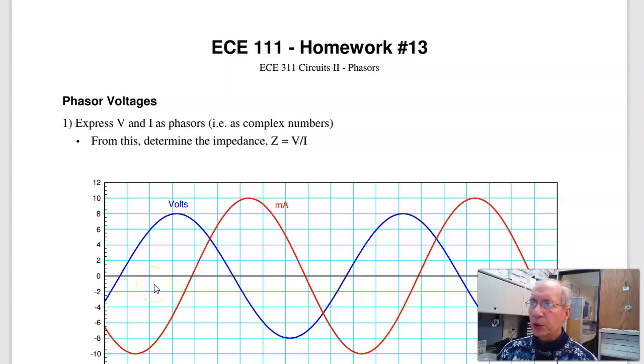Here are solutions to homework set number 13 for ECE 111, Intro to ECE. In this homework set, we're looking at complex numbers and phasors.